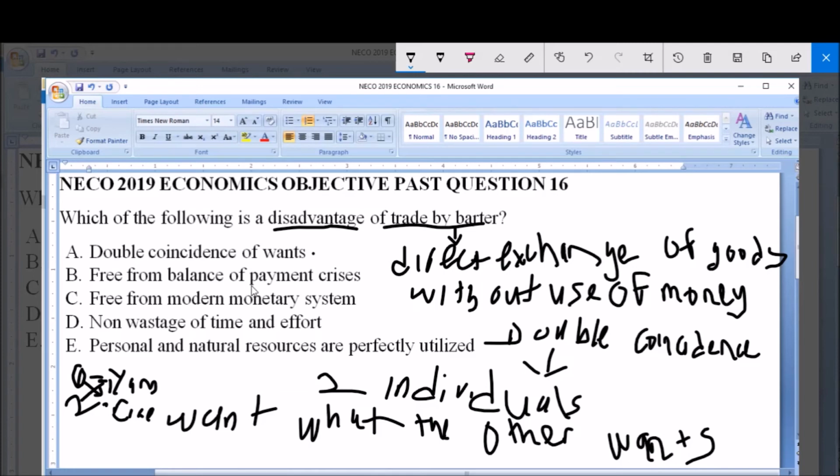Now, free from balance payments crisis is an advantage. Free from modern monetary system, that is freedom from having to use money, is an advantage. Non-wastage of time and effort is also an advantage. Personal and natural resources are perfectly utilized, can be seen as an advantage. But this double coincidence of wants, where you have to find someone that wants what you have and also has what you want, is seen as a disadvantage of trade by barter, as this can be incredibly difficult to get.